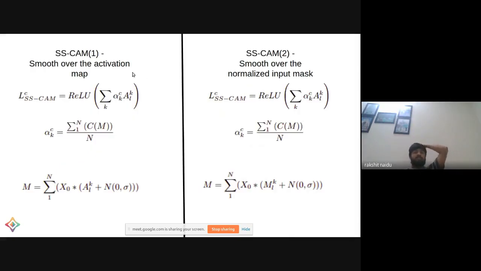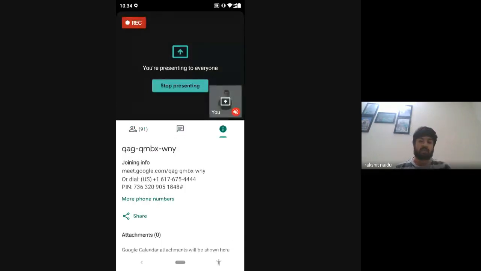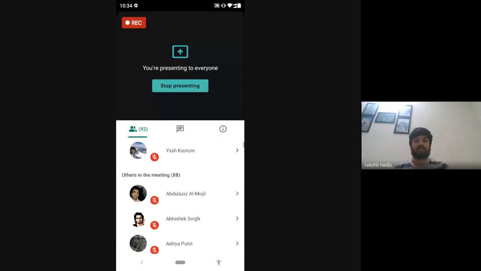And these are the equations of SSCAM1 and SSCAM2. SSCAM1 applies the smoothing operation over the activation maps themselves, while the second one applies the smoothing operation over the normalized input mask. As you can see, A^k is the activation map, and M^k is the normalized input mask. It's quite similar to Fatemeh's research. Basically, what we do is add noise to each of these maps that we generate, and then we average them to calculate the weight.